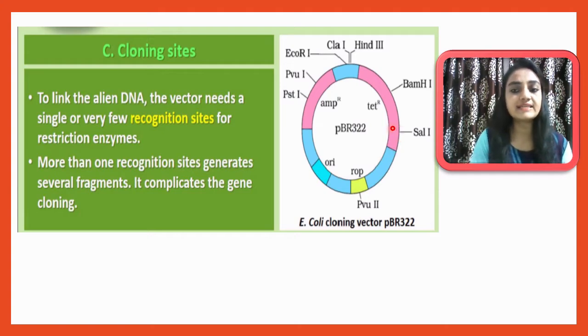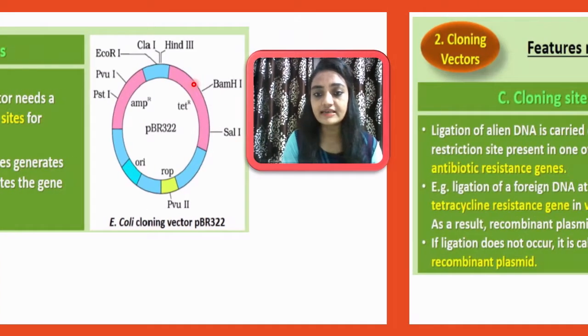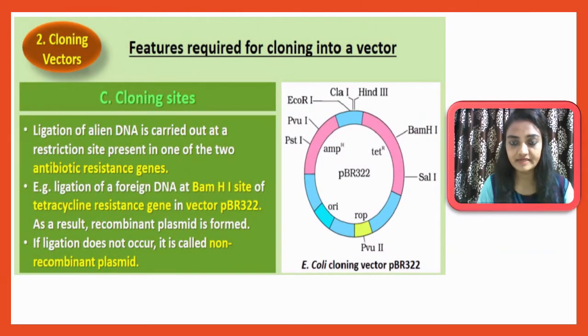In short, it is a very important step that the recognition site must be there on the plasmid which we are using as a cloning vector, because the recognition site plays a very important role. Without that, the restriction enzyme cannot work. More than one recognition site generates several fragments, so here it is also important that only one site for a particular restriction enzyme must be there on the plasmid. Suppose I am applying BamHI on this plasmid, that is pBR322.